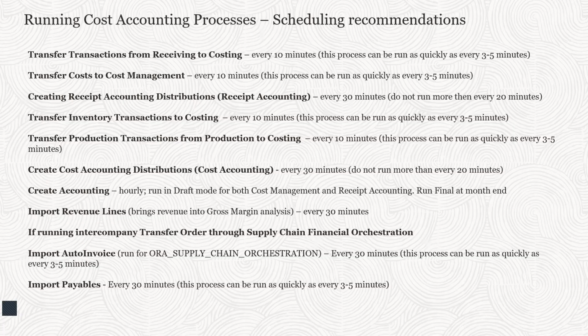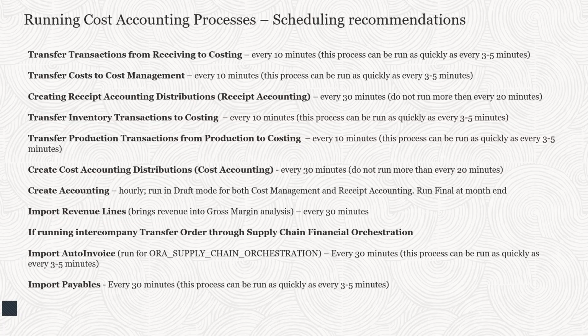You can correct errors as you go, and then month end is a much less onerous process. So a lot of these processes can run as frequently as every 3 to 5 minutes. I recommend these run at least once a day. And some of them you may not need, but again, they're all here for you to look at and decide how you want to do it.